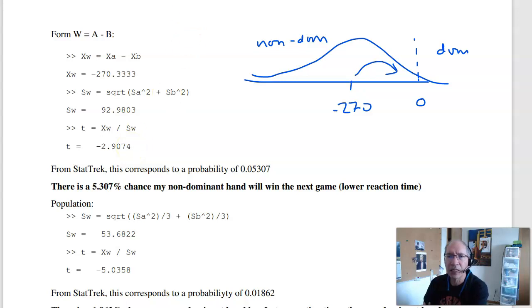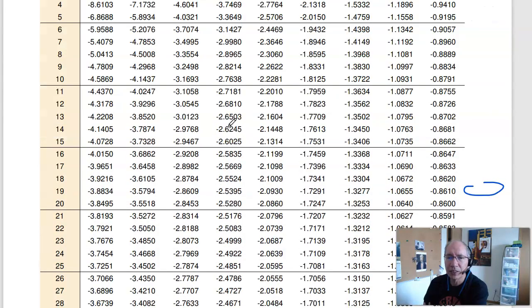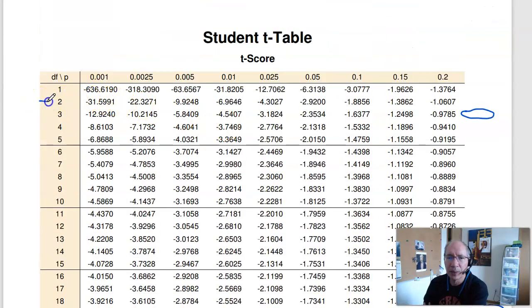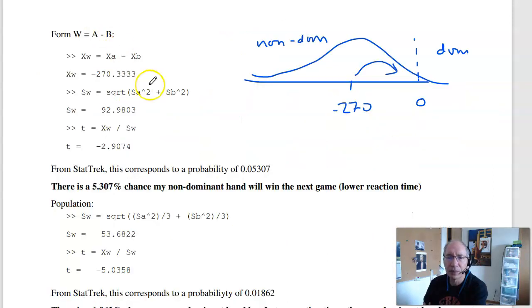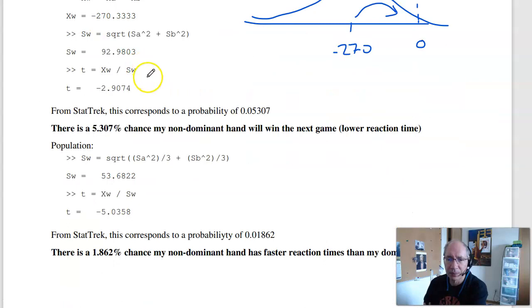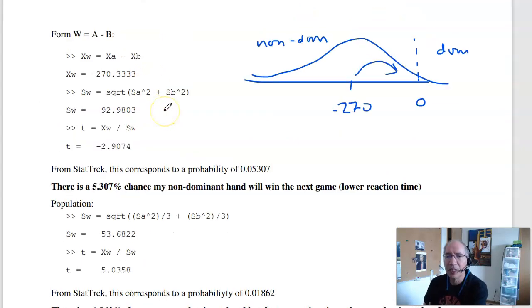And here I can actually use the t-table. I've got 2.9 standard deviations, sample size of 3, meaning 2 degrees of freedom. I'm looking for the number minus 2.9. That's right here. So 5% chance, or from StatTrack, 5.3% chance my non-dominant hand will beat my dominant hand in reflexes on a trial of 1.